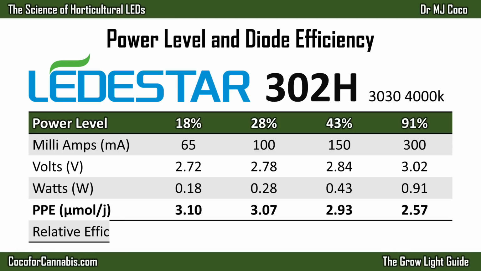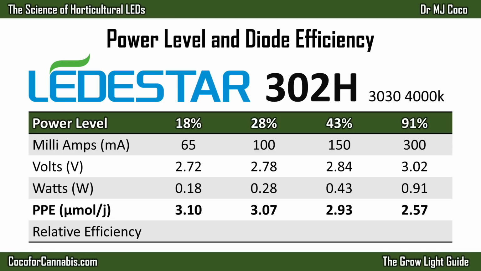In terms of relative efficiency, with the 65 milliamp test being the benchmark, going to 100 milliamps only lowered the efficiency to 3.07, which is 99% of 3.1.